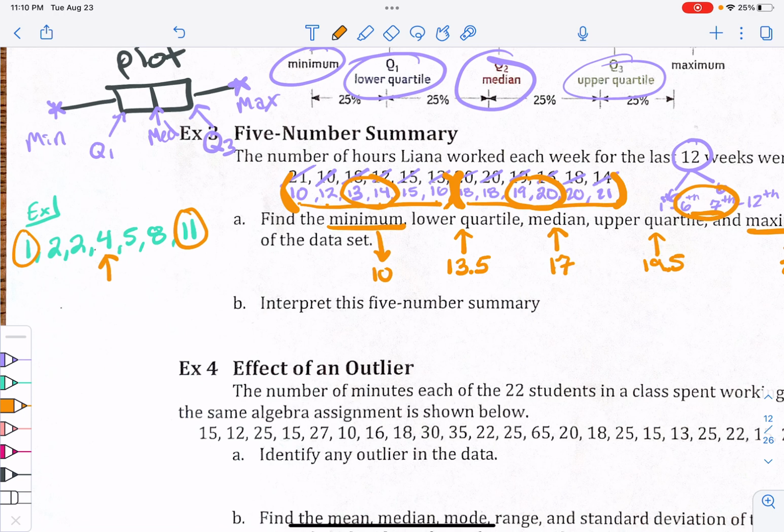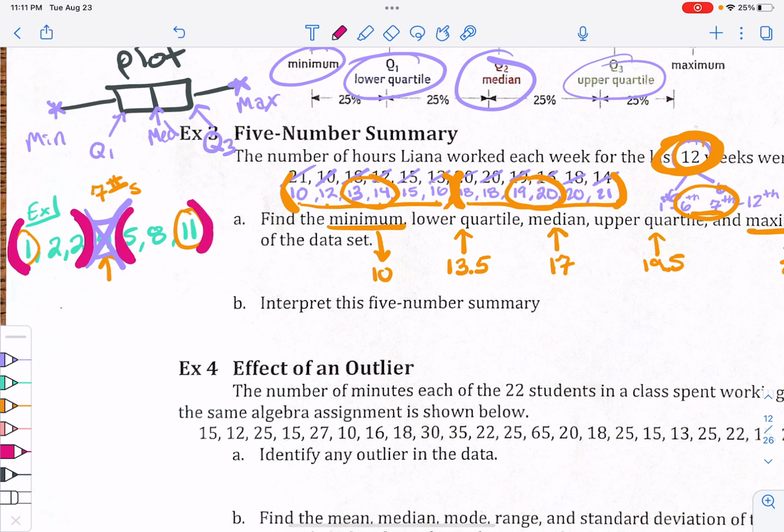And in this data set, since I had 7 numbers, I will have an exact middle number, right? Like 7 numbers is an odd number, versus over here when I had 12, I did not have an exact middle number. So let me show you the difference between the two. Because I did in fact have an exact middle number, I'm going to cross that number off. And when I go to find the Q1, I only use these numbers and I don't use that median. And when I go to find Q3, I only use these numbers. So my Q1 is going to be 2 and my Q3 is going to be 8. So if you do have an exact middle number, you cross it off and you don't use it.